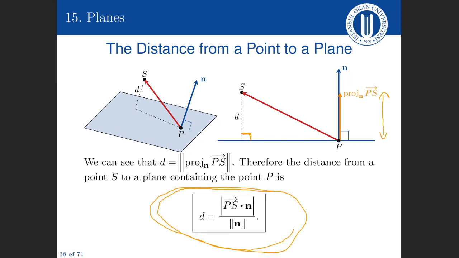The distance from the point S to the plane containing the point P with normal vector N is the absolute value of PS dot N divided by the norm of N. Remember, PS dot N is a number. For a number, we use these single vertical lines. N is a vector, so we use double vertical lines around N.